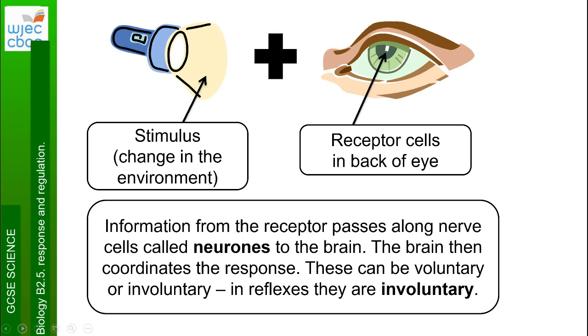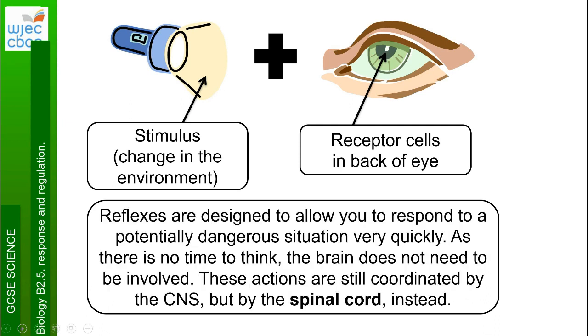Now, your responses to a stimulus can either be voluntary, so think about what the word voluntary means, you're choosing to do them, or they can be involuntary. And what we're going to be having a look at today is an involuntary response. So a reflex action is an involuntary response. You are not in control of that response. Your body will carry that response out without any input from the brain.